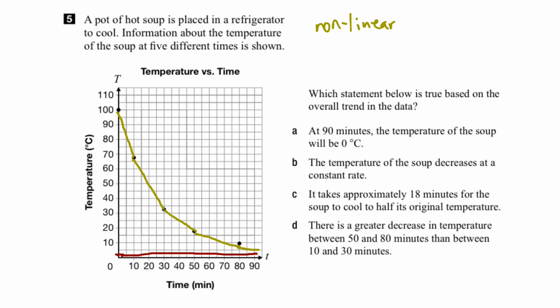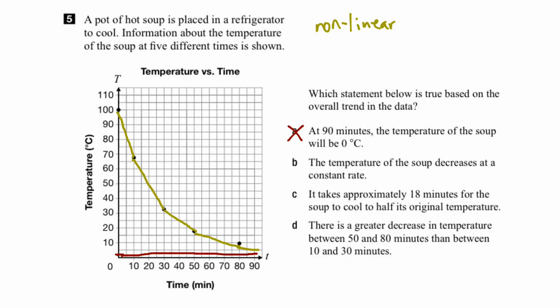Okay, let's take a look at the statements to see if we can find which one is true. Let's look at A. It says at 90 minutes the temperature of the soup will be 0 degrees Celsius. Well, 0 degrees Celsius is freezing, and as we've seen, the temperature of the fridge is constant at about 2 degrees, so it's never going to get to freezing. So right away we know that that's the wrong answer.